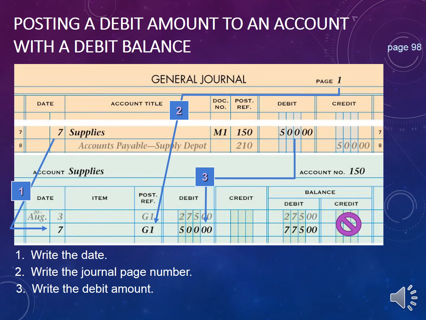Since we purchased supplies for $275 on the 3rd, and we have a debit balance of $275, we need to add on the 7th the $500 to the previous balance of $275. So notice that our new debit balance is $775.